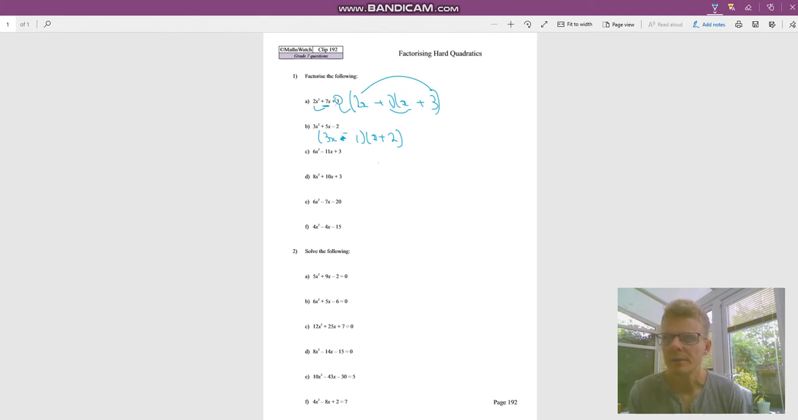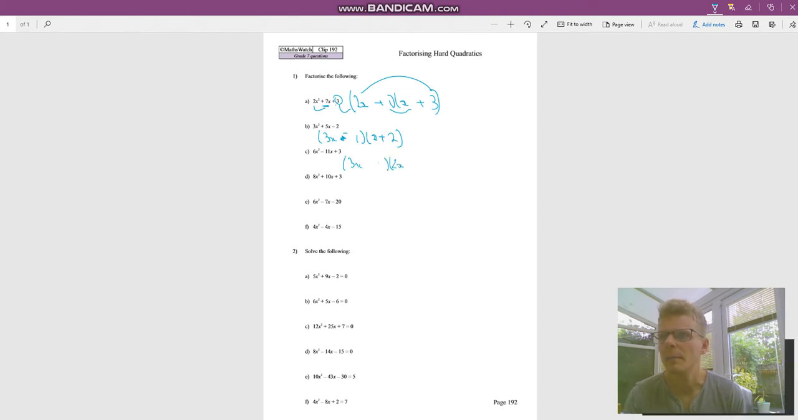And then for C, let's just go through C. So this one's slightly different in the sense we've got a couple of options on here. So for the 6x squared, I can either do 6x and x or 3x and 2x. And again, it's not obvious necessarily until you sort of get stuck in. So I'm going to go for a 3x and a 2x option.